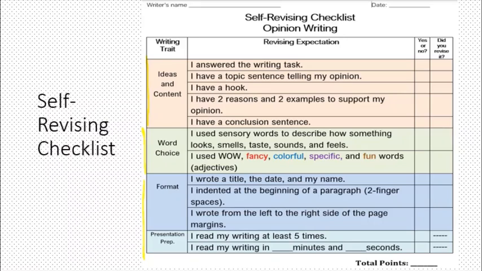What you're going to do is decide, read it, and then say yes or no. So did I answer the writing task? Yes, so then you can write a Y or a check mark. Just put a check mark. And then did you revise it? You didn't really need to revise it because you had done it. Then the next one, I have a topic sentence telling my opinion. Yes. And did you need to revise it? No, because you've had it. Do you have a hook? Yes.